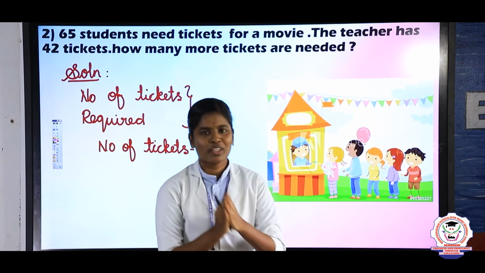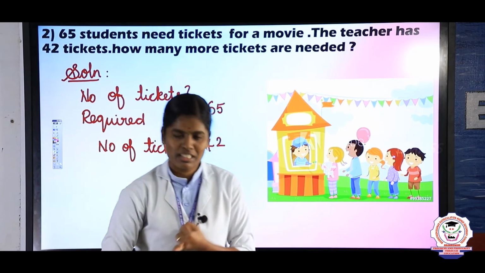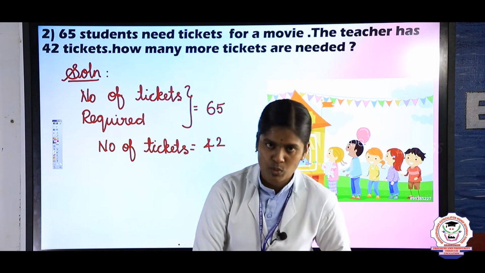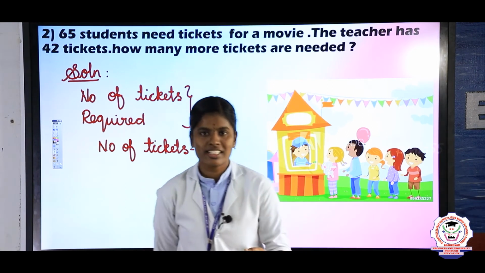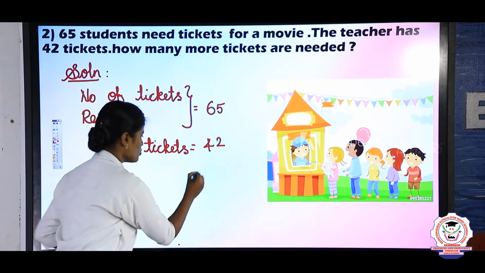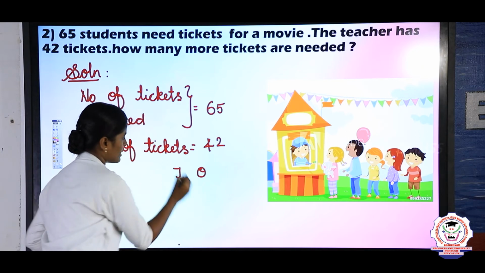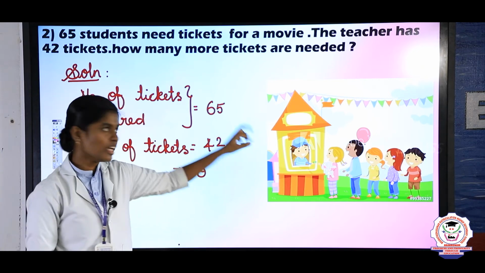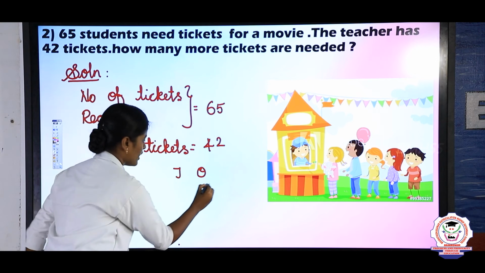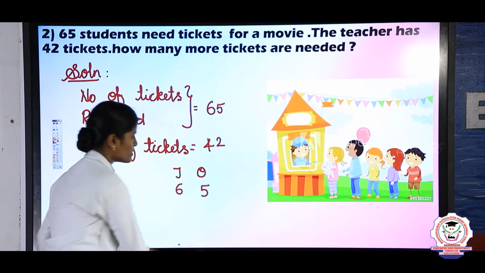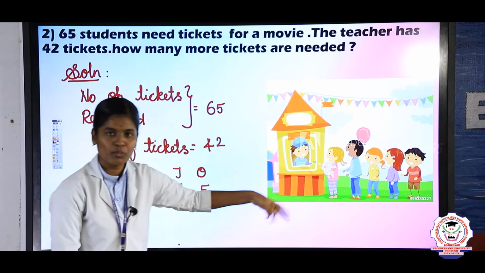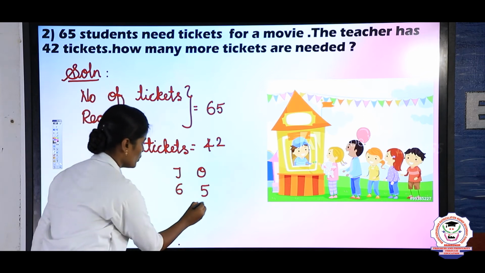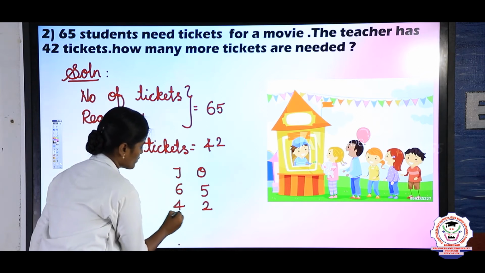So first we are going to write the place values. What is the first place value? The first place value is ones, the second place value is tens. Okay, so write the place values ones and tens. The first number is 65, the ones place value is 5 and the tens place value is 6. Next you take 42, here the ones place value is 2 and the tens place value is 4.